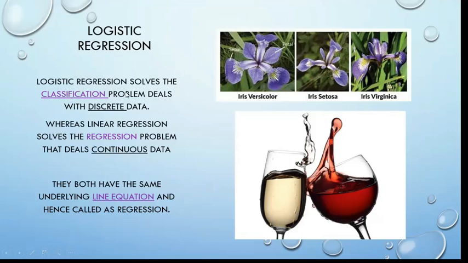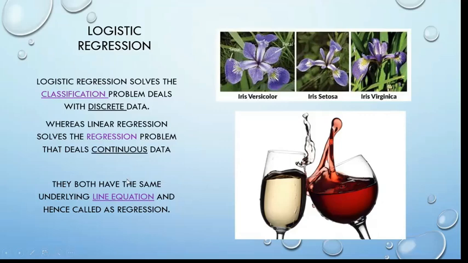This is called regression, but it is solving the problem of classification. Please do not get confused. It is called regression because it uses the line equation of linear regression. Linear regression solves the regression problem, which deals with continuous data, for example weather prediction, determining the age of players, or house prices. So they both have the same underlying line equation, and so they are called regression.